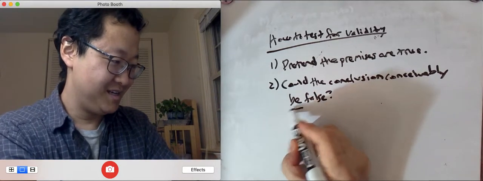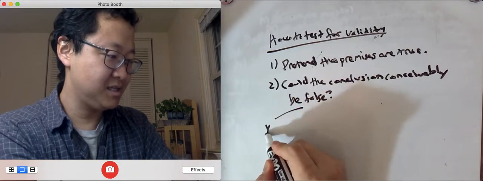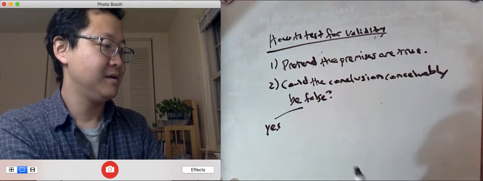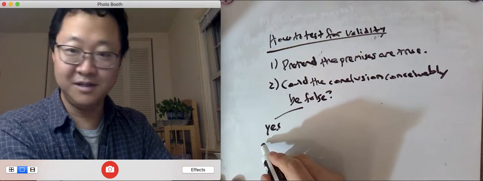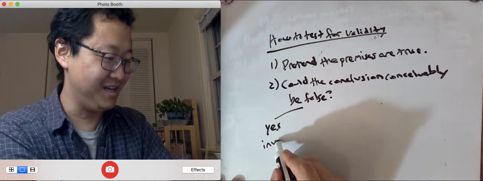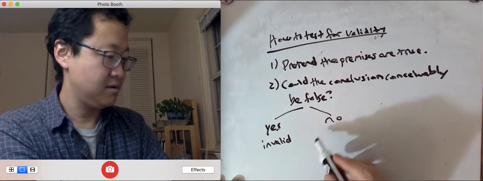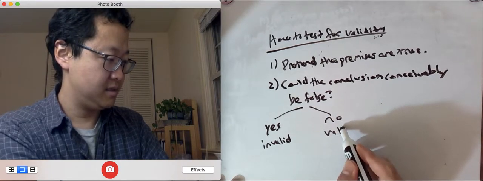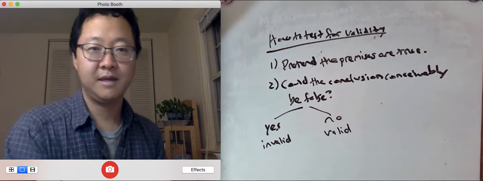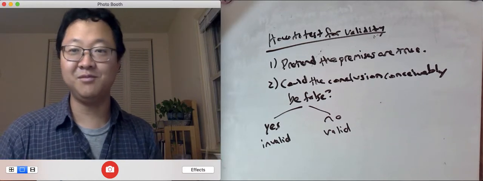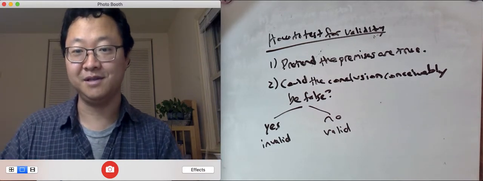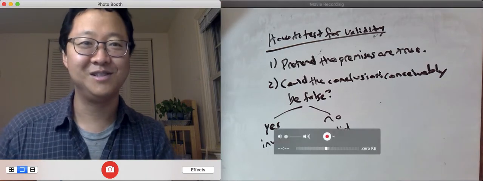And then, if yes, then it's invalid. If no, then it's valid. Okay. And in the next video, we'll look at some examples of this. But that's your test for judging for validity.